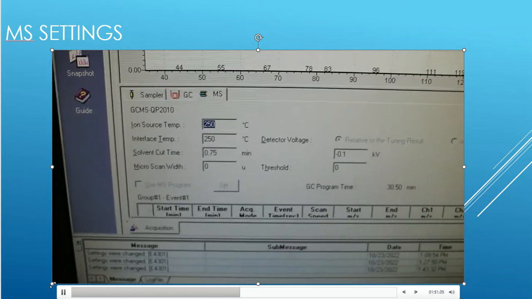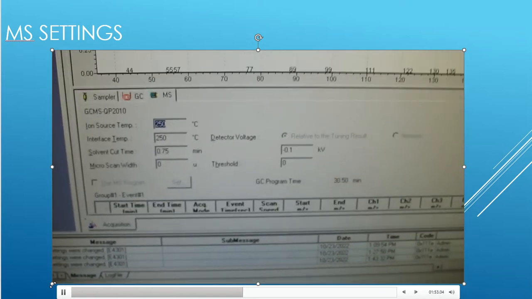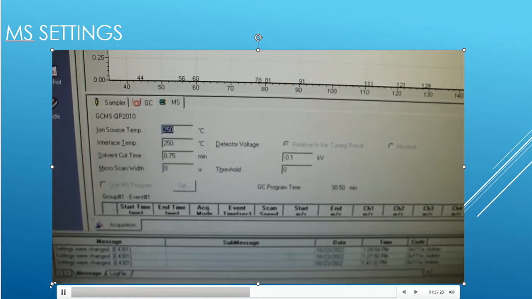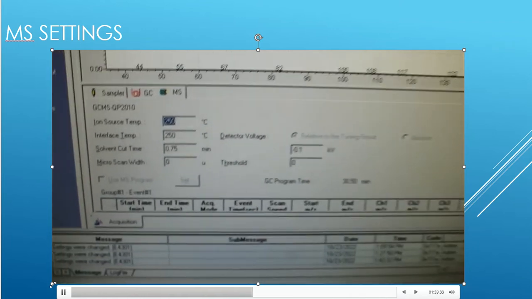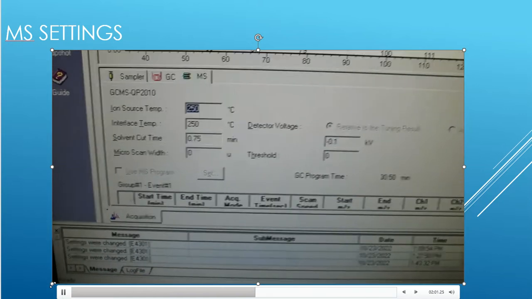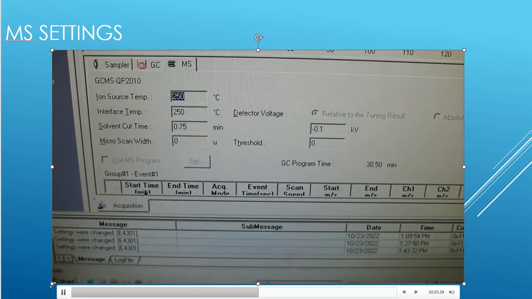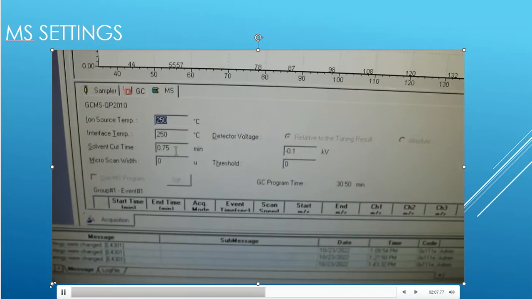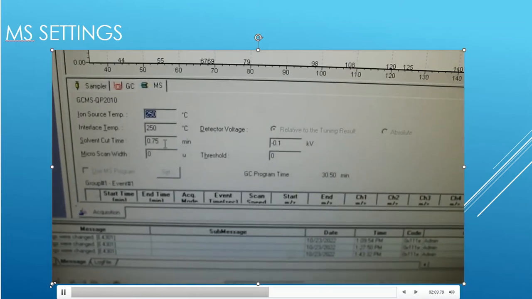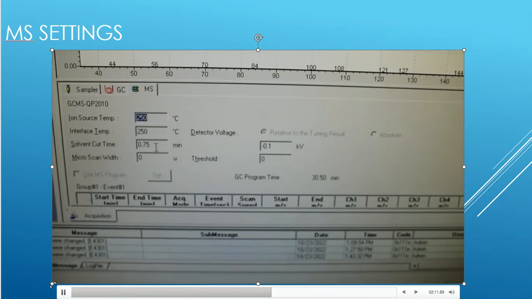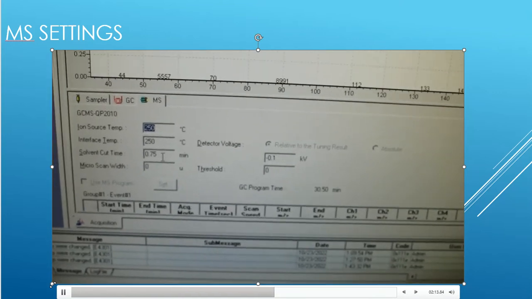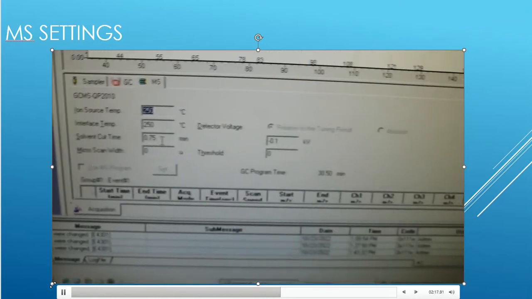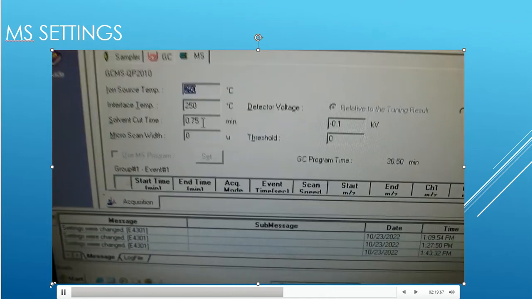We don't want to see the solvent because it overwhelms the detector, so we allow the detector to delay and not turn on immediately. And right now you're seeing that that delay is 0.75 minutes. So when the injection begins, it's not going to turn on the mass spectrometer until just a little under a minute. And then it will turn on the MS, and then we'll start to get data from that machine.